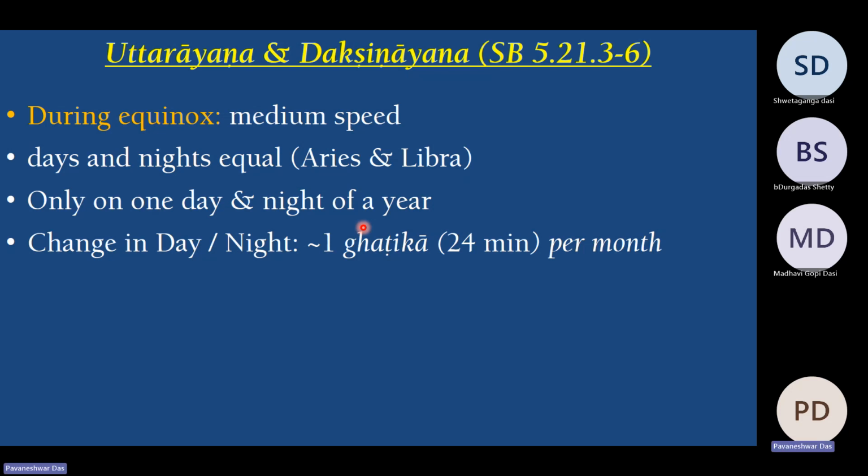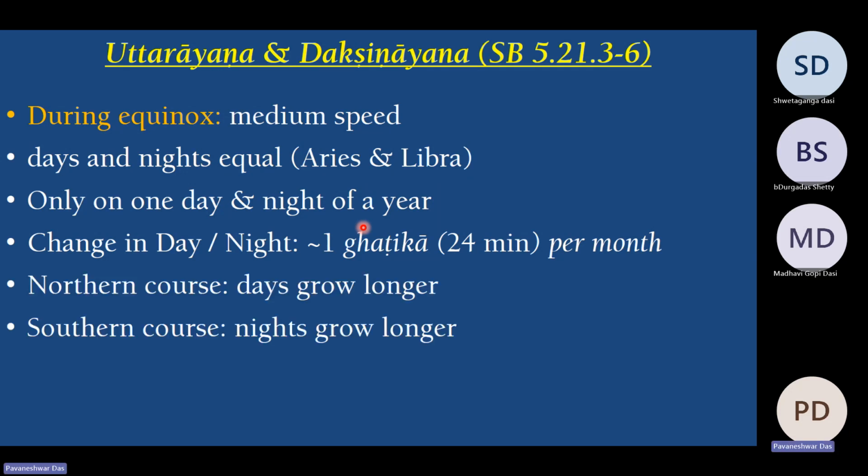So in general, on average, every month, either the daytime or nighttime will change by 1 Ghatika. 1 Ghatika is 24 minutes, approximately half an hour. For example, now in this particular November month, our daytime we can say is 11 hours and nighttime is 14 hours. In December, the daytime will become 10 and a half hours, nighttime will become 13 and a half hours. And in January, our daytime will become 10 hours, nighttime will become 14 hours. Approximately around 24 minutes every month, increasing and decreasing.